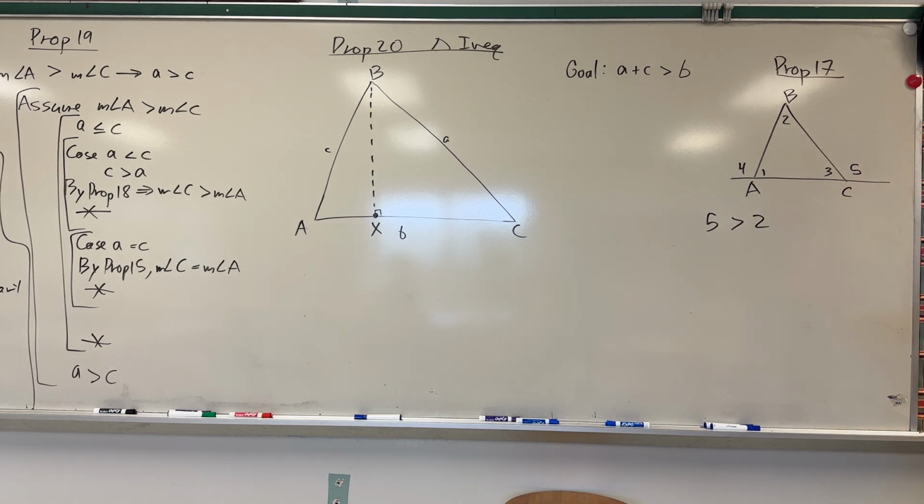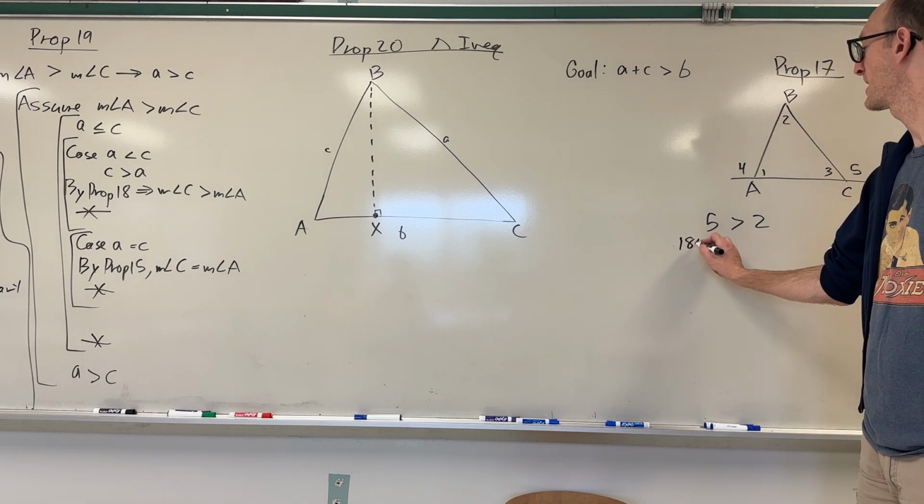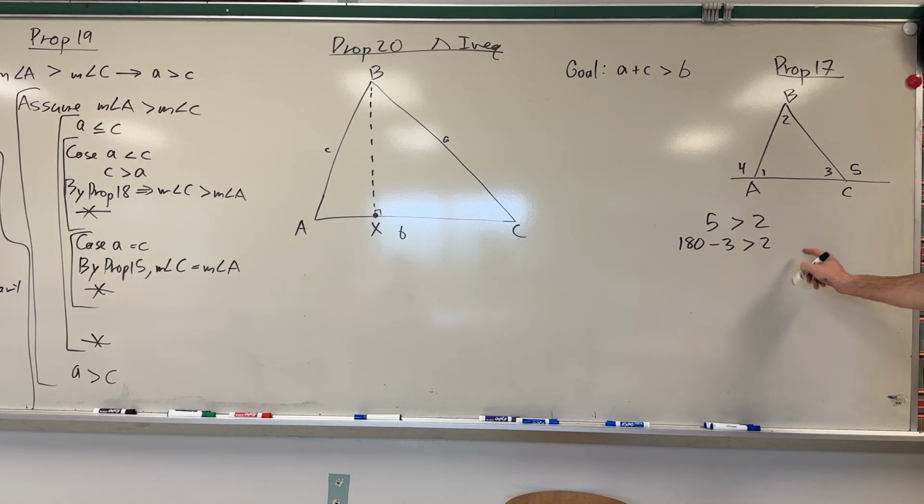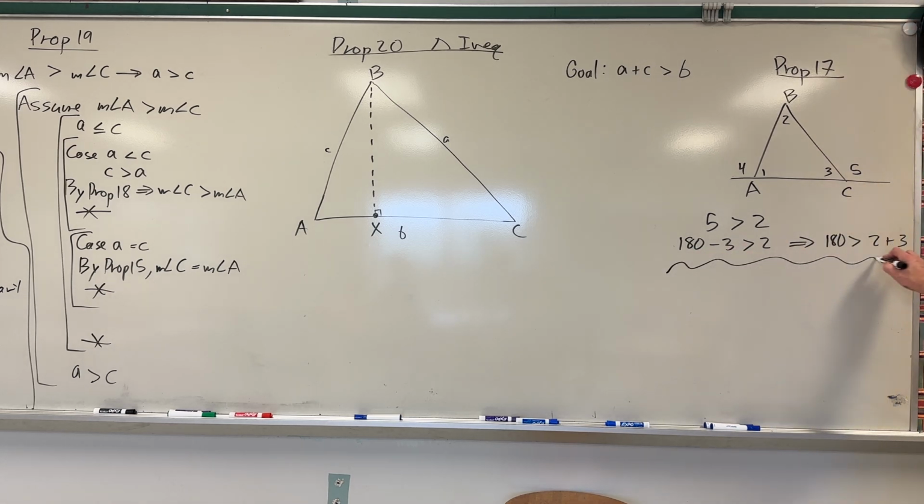So 5 is greater than 2, but also 5 is just greater than 1. Or even more to the point, 5 just literally is 180 minus 3. So 180 minus 3 is greater than 2. And conclusion, 180 is more than 2 plus 3. So we just showed that angle 2 plus angle 3 has to be less than 180. Follow? Okay, and you just kind of do this 2 more times, I guess.